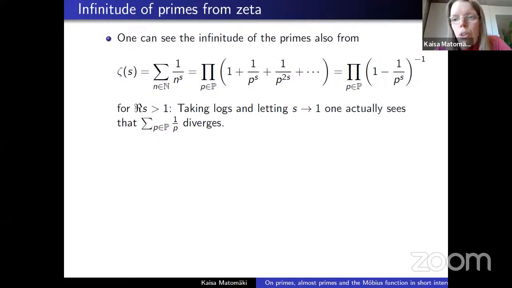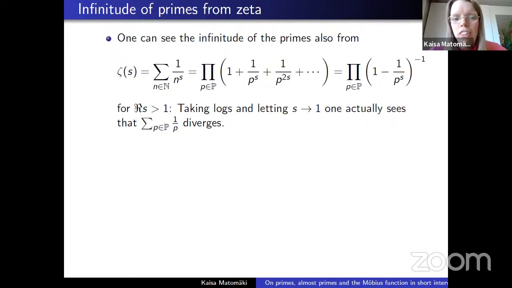Okay, and there's also a simpler thing you can see from the Riemann zeta function. You can see the infinitude of the primes more easily. You don't need any complex analysis really. If we write the definition of the zeta function, and take logs on both sides and let s tend to 1, then we know that here is the harmonic series, the sum of 1 over n, and we know it diverges. So the log of this must also diverge, but it's essentially the sum of 1 over p when s tends to 1. So we get that the sum of 1 over p also diverges. This is an easy argument to see that the sum of 1 over p diverges.